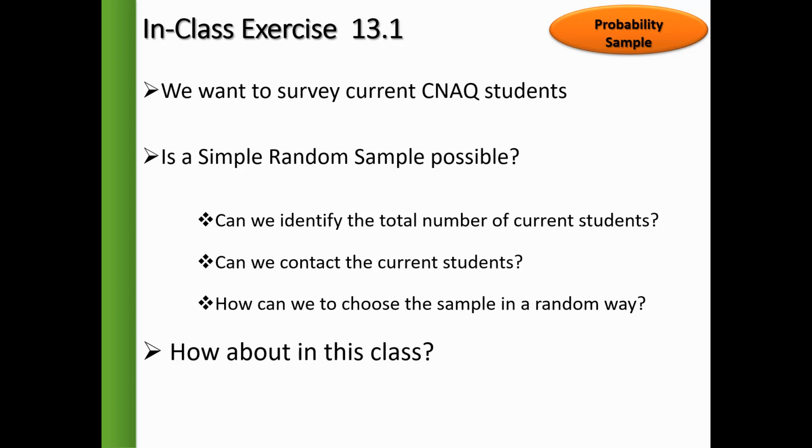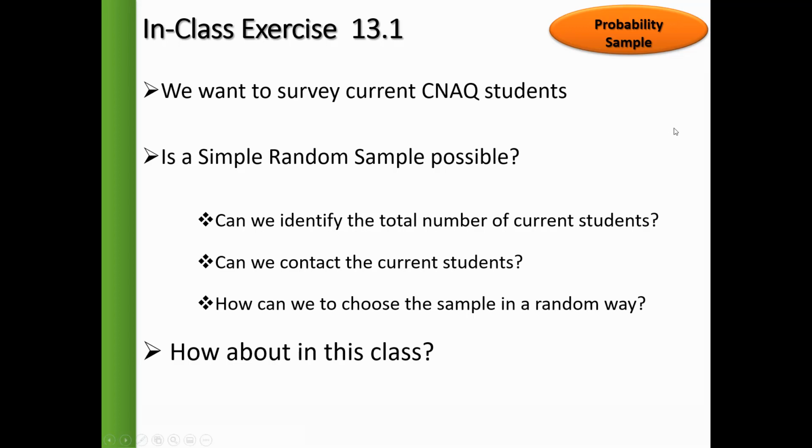How can we choose the sample in a random way? Say you actually had permission to do this survey to all students across CNAQ. How could you ensure that you randomly selected this sample? Okay, as I said earlier, if we were to put it in Excel and select every 10th name or every 20th name or every 30th name, whatever it is, that would make it random.